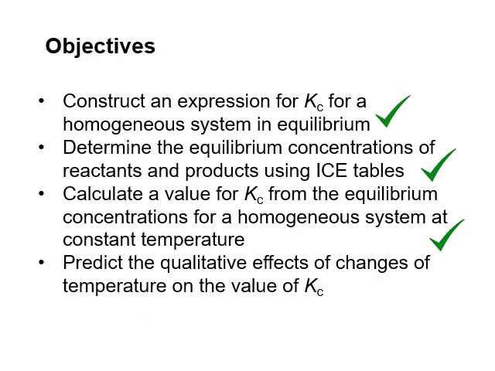So we can now construct expressions for Kc for homogeneous systems in equilibrium. We can determine the equilibrium concentrations using ICE tables, and we can calculate values for Kc from the equilibrium concentrations for a homogeneous system, and we can also determine its units. So the final thing we need to do is predict the qualitative effects of changes of temperature on the value of Kc.